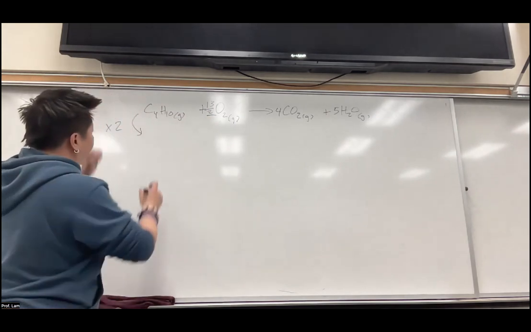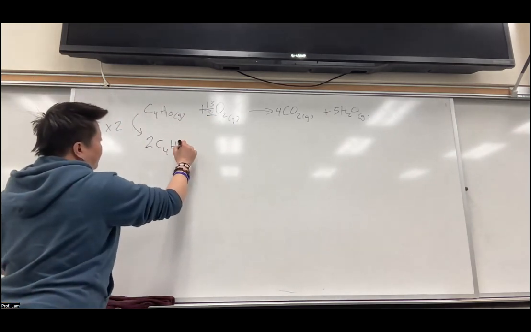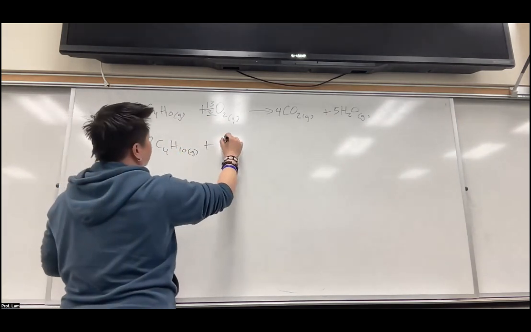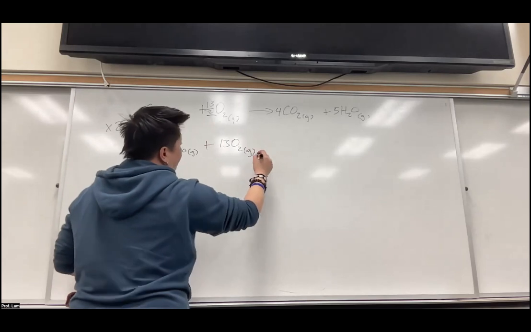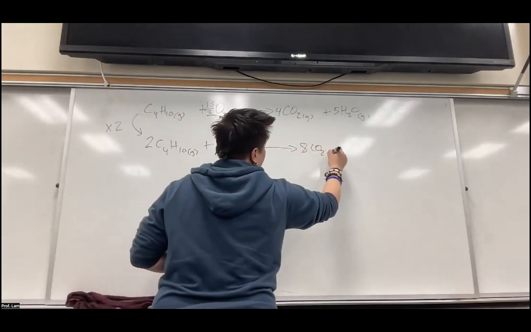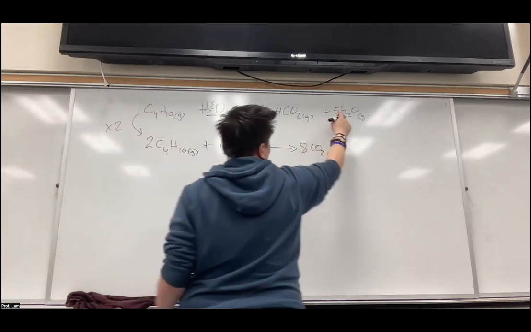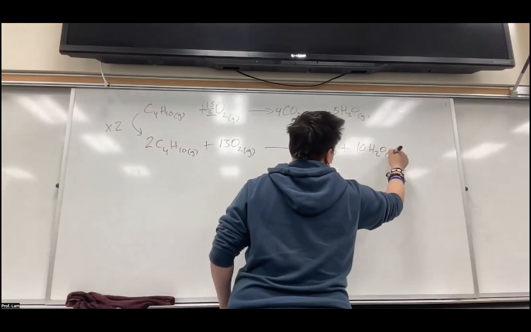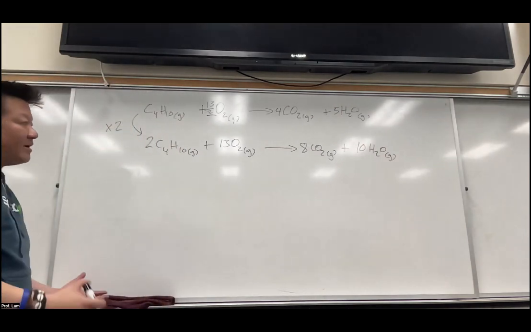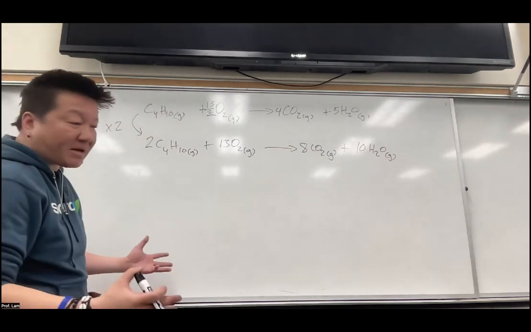Everybody. This is a 1, so you're going to have 2C4H10 gas. 2 times 13 halves is 13. You get 13O2 gas. Goes to 2 times 4 is 8, CO2 gas. Plus 2 times 5 is 10, H2O gas. Okay. All right, and then we're going to check to see if we have balanced the equation, right?